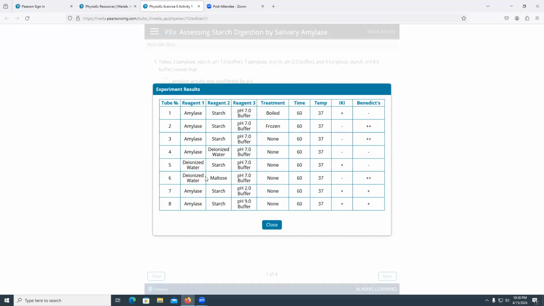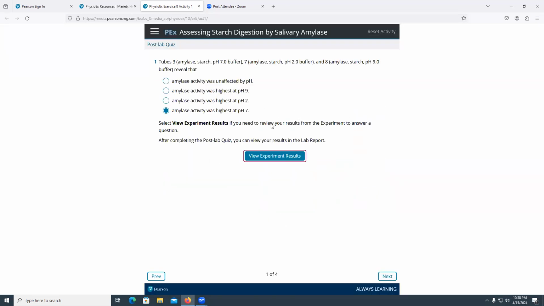So let's look at tube 3. Tube 3 had the highest, 2 pluses, compared to tube 7 that had 1 plus and tube 8 that had 1 plus. So that shows you at a buffer pH of 7 compared to 2 and 9, amylase functioned optimally, the best.